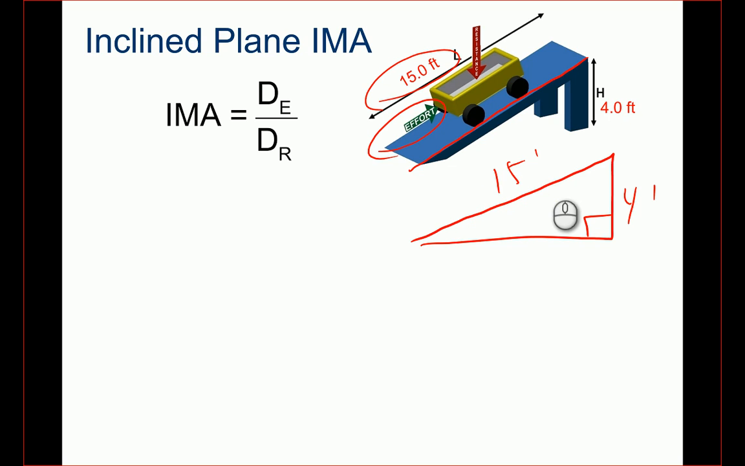So, it always travels along the hypotenuse, because if it did this, it would not be an inclined plane. I have to be traveling at some angle here, theta, that I don't know off the top of my head.